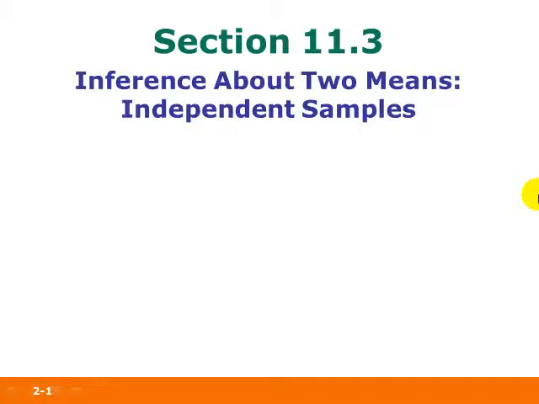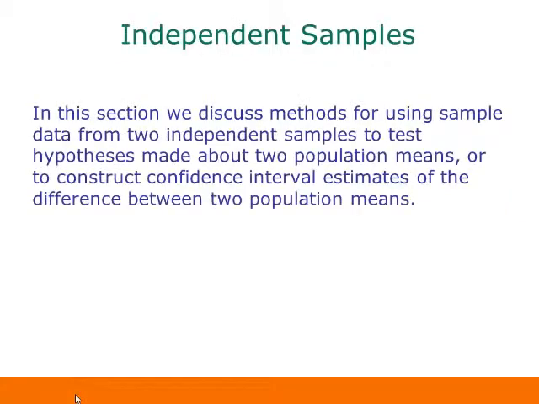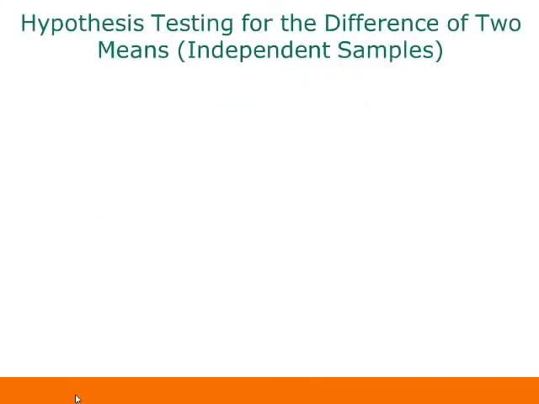Hi, this is your video for section 11.3 about the inference about two means with independent samples. In this section we discuss methods for using sample data from two independent samples to test hypotheses made about two population means, or to construct confidence interval estimates of the difference between two population means. The difference in this section is that we're talking about independent samples, where in the last section we talked about dependent samples.